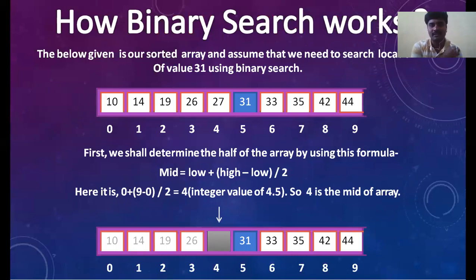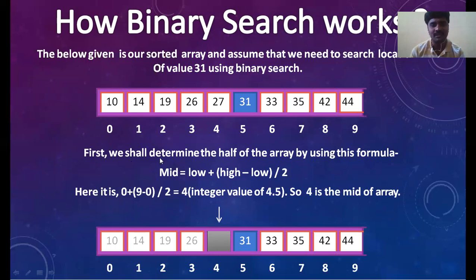So below is our sorted array, and assume that we need to search the location of 31 using binary search. So here is the sorted array we have, and in it we have to find the item with value 31.